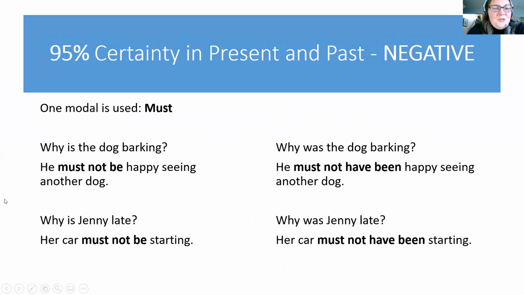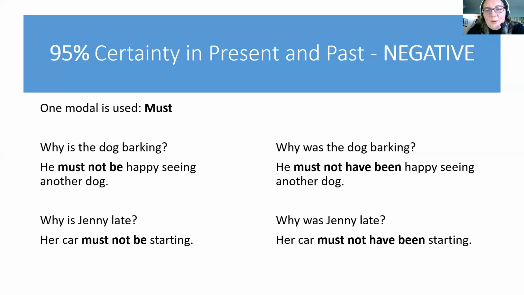We know must, we used it for positive situations. We can also use it for negative situations in the exact same way. So we have one modal for 95% certainty in the negative. It's must. Why is the dog barking? He must be happy. That would be positive. He must not be happy seeing another dog. That is the negative. And we can change it to the past tense as well.